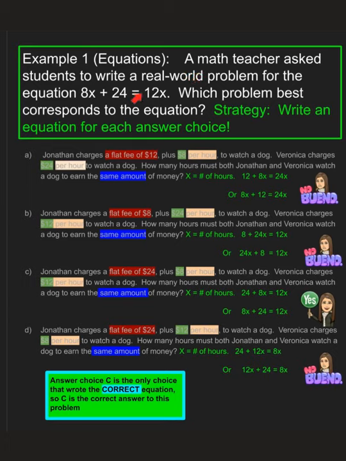Now you're given an equation. So a math teacher asks students to write a real world problem for the equation 8x plus 24 equals 12x. Which problem best corresponds to the equation?